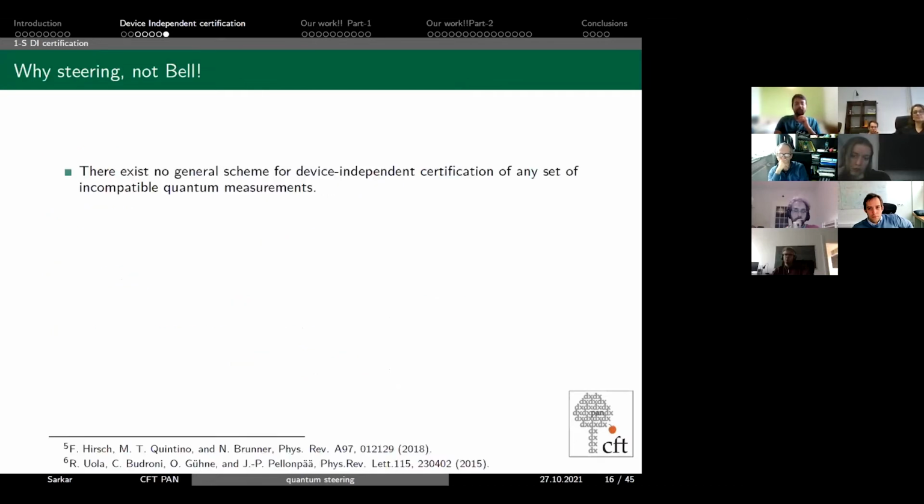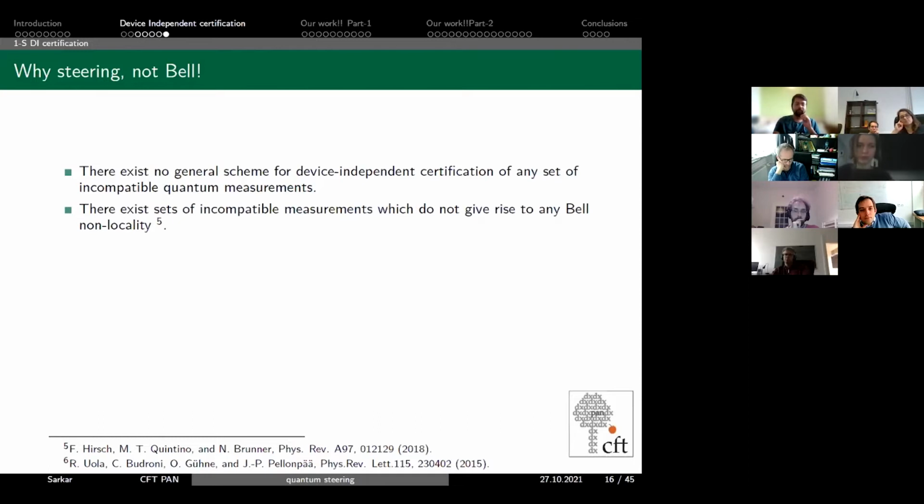People ask me quite often why do you use quantum steering and not the Bell scenario? There are a few motivations to do this. Our aim here was to find a general scheme to certify any sets of incompatible measurements in a device-independent way. But there exist some sets of incompatible measurements which do not give rise to any Bell non-locality. For example, it was shown in this paper in 2018.